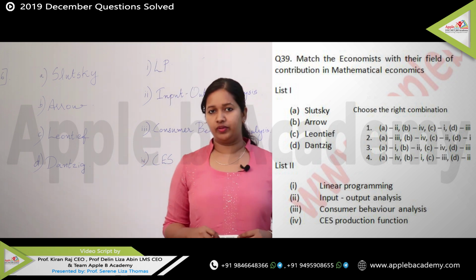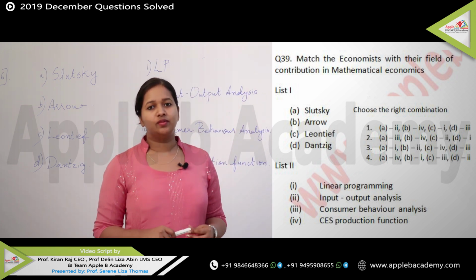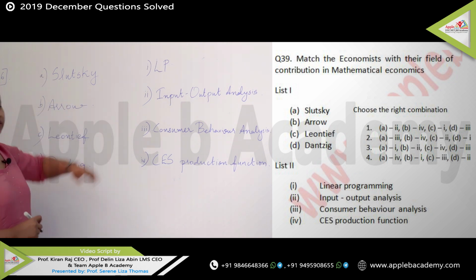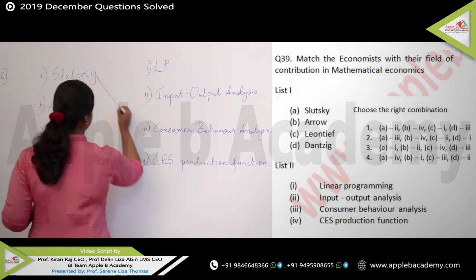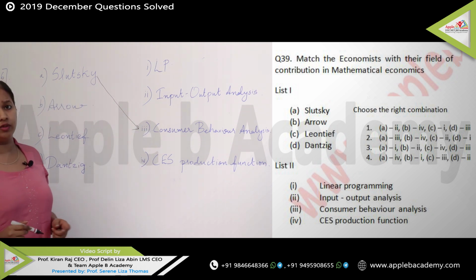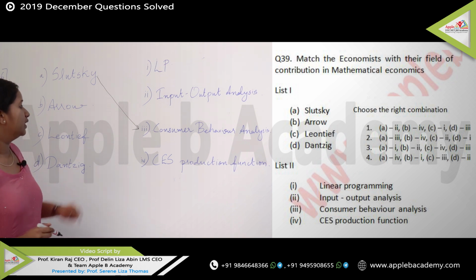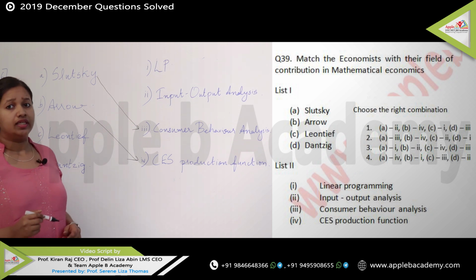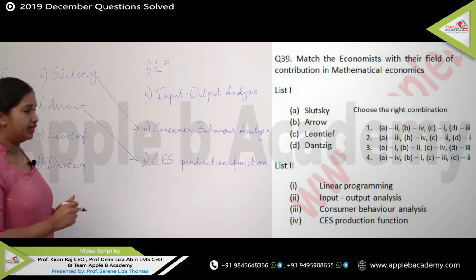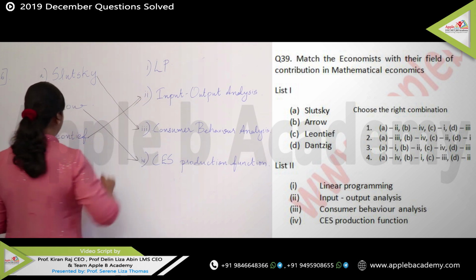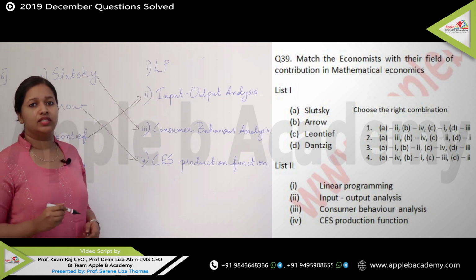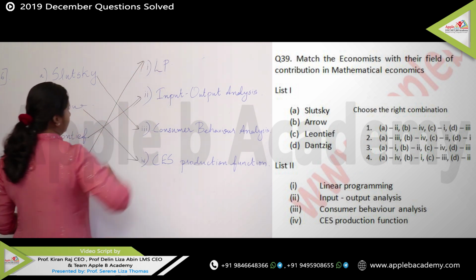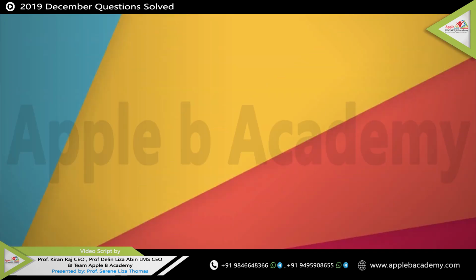This one is a match the following question. This is very simple, we will just match it. So the first one is Slutsky. Slutsky is associated with consumer behavior analysis. Okay. So next one, Arrow. Arrow is associated with the production function. Then Leontief. Leontief is associated with input-output analysis. And Dantzig is associated with linear programming. So that is the answer for this question.